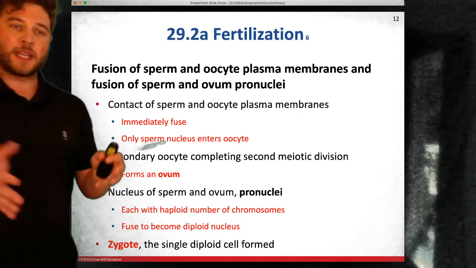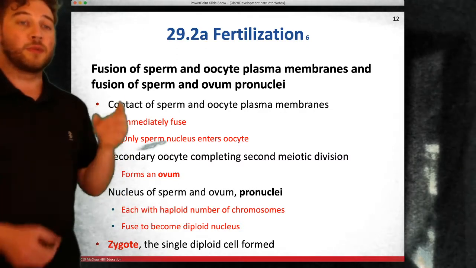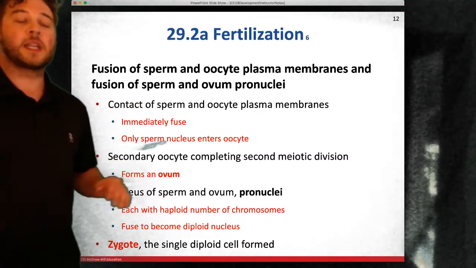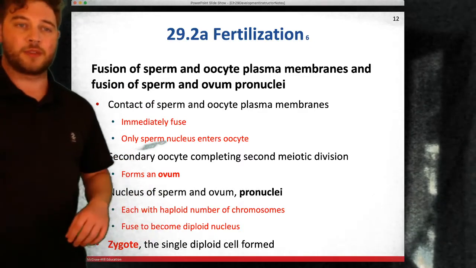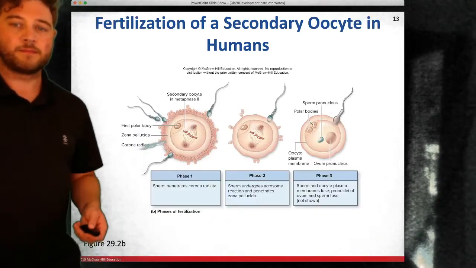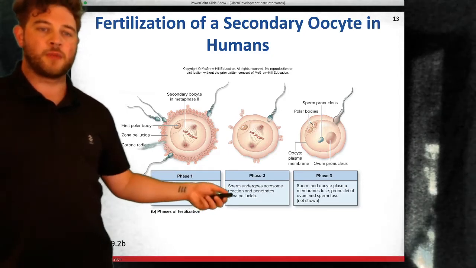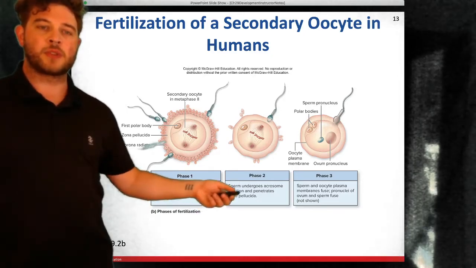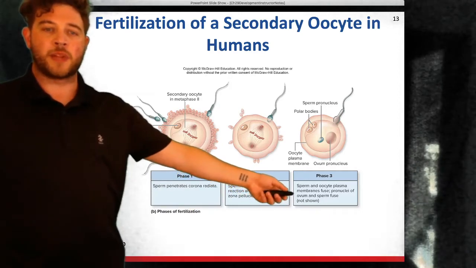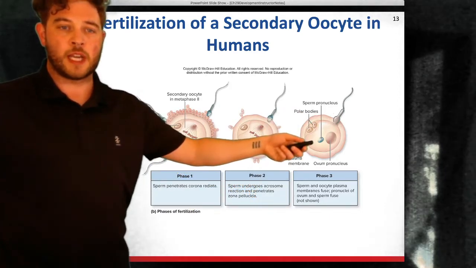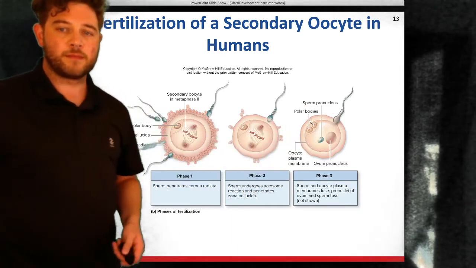So once the sperm and the egg go through the corona radiata penetration, the fusion of the membranes, and the nuclei, then you have what's called a zygote. That is the end of fertilization. So: corona radiata penetration, acrosome reaction, penetrating the zona pellucida, and then fusion of the plasma membranes, which happens immediately, so that only the sperm pronuclei and the ovum come together.